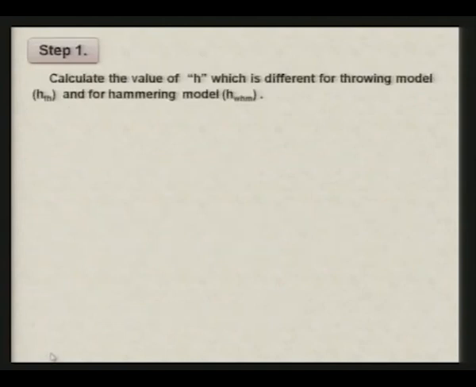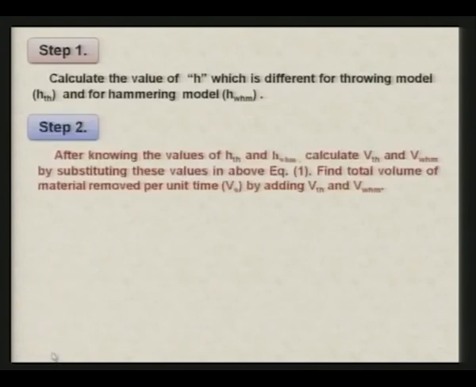The first step to be followed in the solution of this problem is to calculate the value of h, which is different for the throwing model, that is hTH, and for the hammering model, that is hWHM. Step 2, after knowing the values of hTH and hWHM, calculate VTH, that is the volumetric material removal by throwing model, and volumetric material removal by hammering model from the workpiece by substituting these values in the above equation 1. Then find the total volume of material removed per unit time by adding VTH and VWHM.